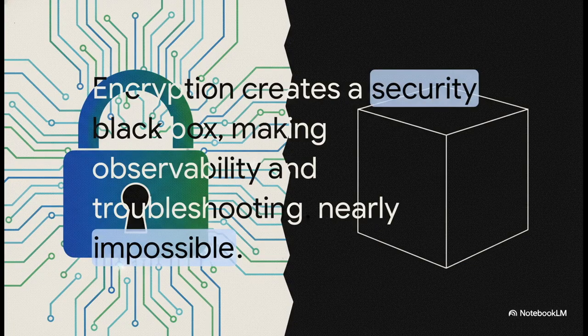And this is the classic dilemma. You absolutely need encryption for security. That's just not negotiable these days. But that very same security creates this black box, which makes debugging, performance tuning, and just general observability, well, nearly impossible. You're flying completely blind.